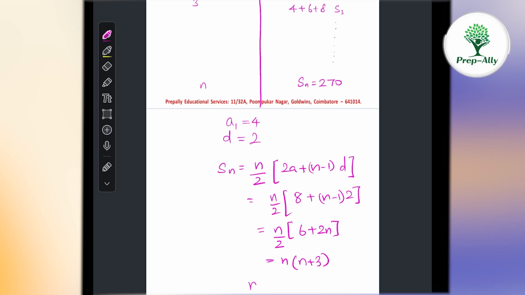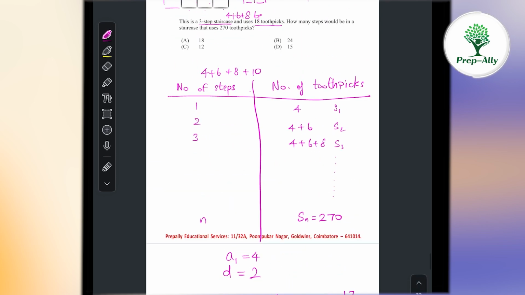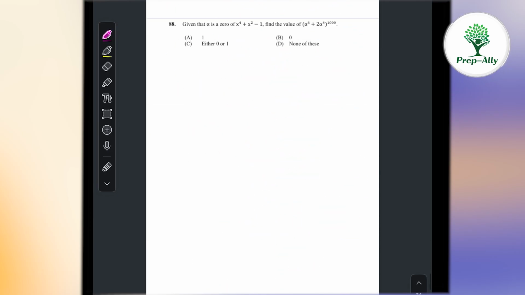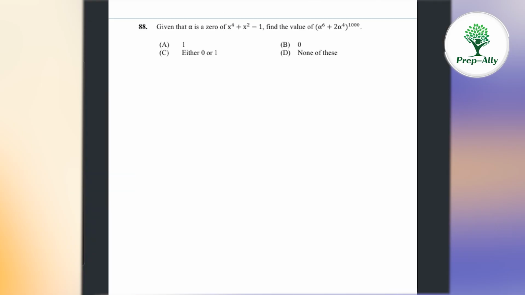So n squared plus 3n minus 270 equals 0. So we have n minus 15 times n plus 18 equals 0, so n equals 15. So option D, n equals 15. And let's move on to question number 28.